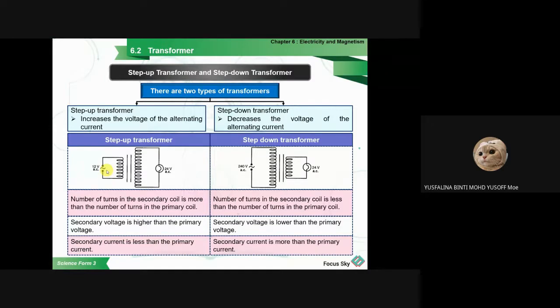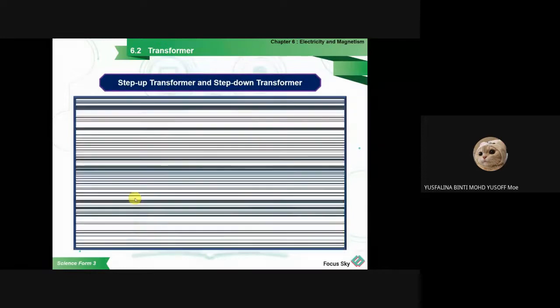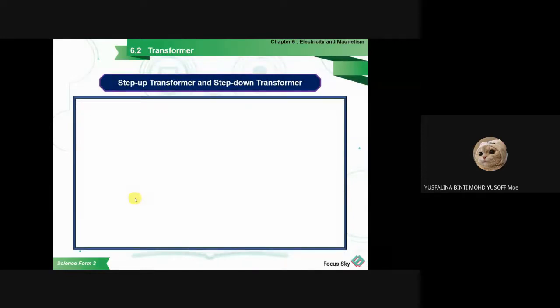Okay, this one is like the opposite. It's not the same, we cannot use Ohm's law here. So for the secondary, we only increase the voltage but not the current. Right, so this is the step up and step down video.